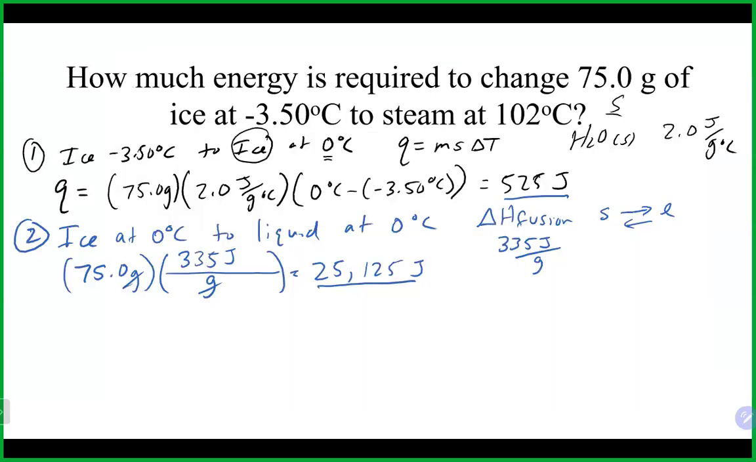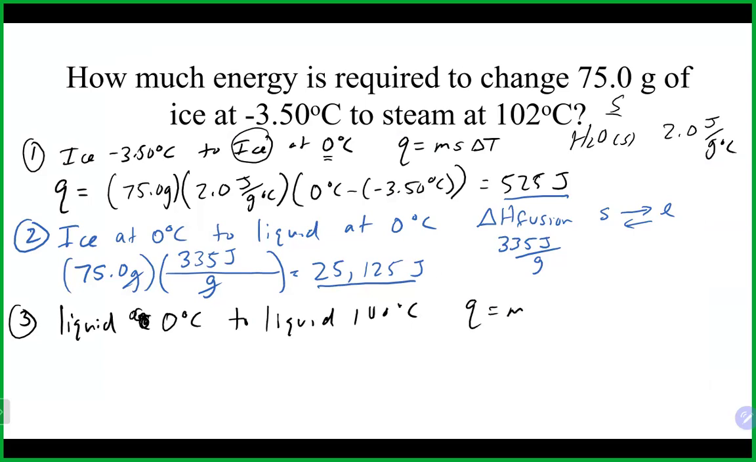In this case, what we're doing on our third step is taking liquid water at 0 degrees Celsius to liquid water at 100 degrees Celsius. Once again, this is the same phase, but the temperature has changed. So to calculate the energy, we go back to our specific heat formula. We're going to use Q is equal to m s delta T. Again, we still have the same mass of our water.